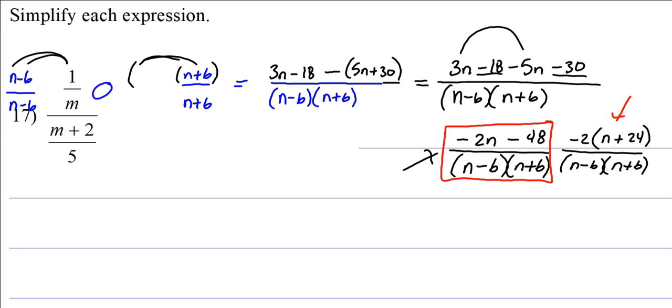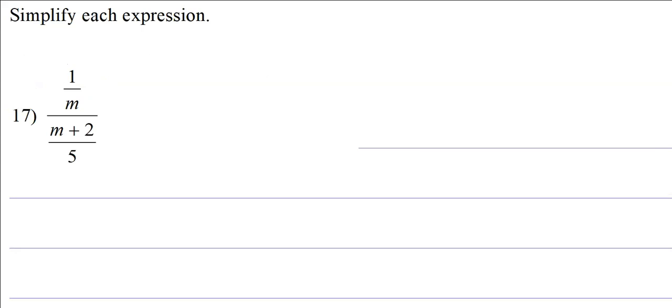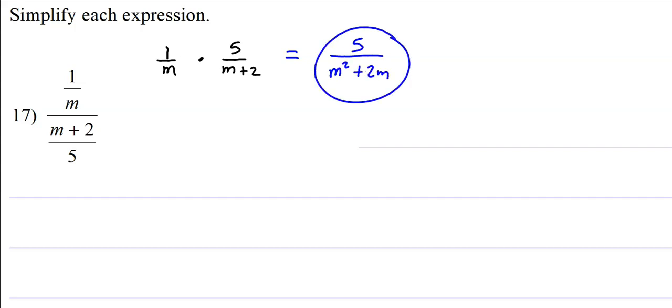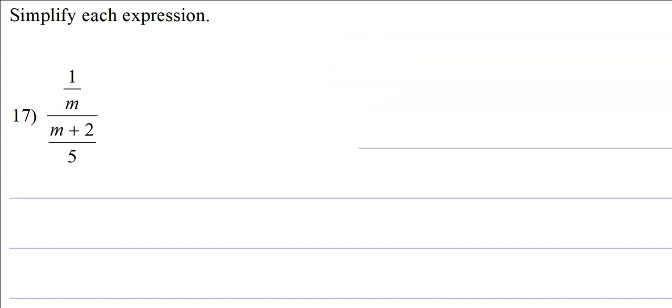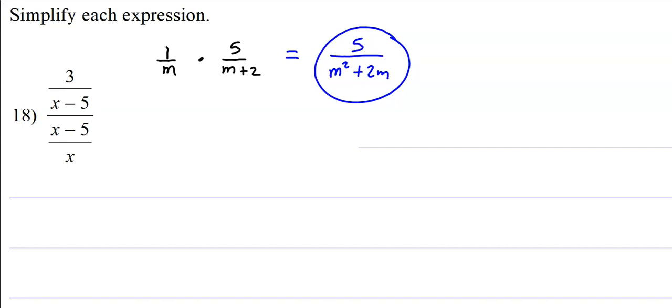Complex fractions, number 17. So these are the keep, change, flip. Remember when you divide fractions, keep, change, flip. So I'm going to keep, I'm going to change, and I'm going to flip. The nice thing about these is you don't have to get a common denominator. You just multiply straight across. So 1 times 5 is 5. M times m plus 2 is m squared plus 2m. And we are good to go. Really can't go any further than that. Multiplying fractions is really nice because the denominators don't matter. So you kind of like it when you get to these ones. They should go quite a bit faster.